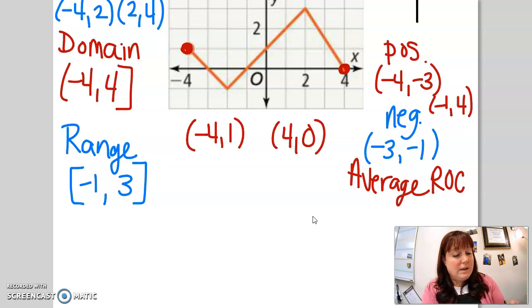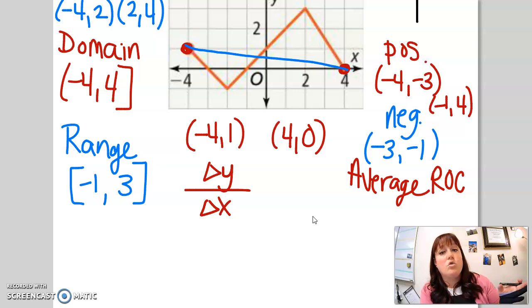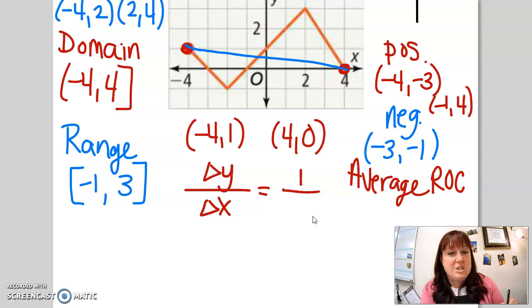Well, I could draw a line there. And remember, when we talk about rate of change, how fast is it changing, we say, what's the change in y divided by the change in x? You know, how far did it change up and down over time? Okay? Well, what is my change in y? I went from +1 to 0, so that's 1. And my change in x, I went from -4 to 4, so that's 8. So my average rate of change over that interval is 1/8.